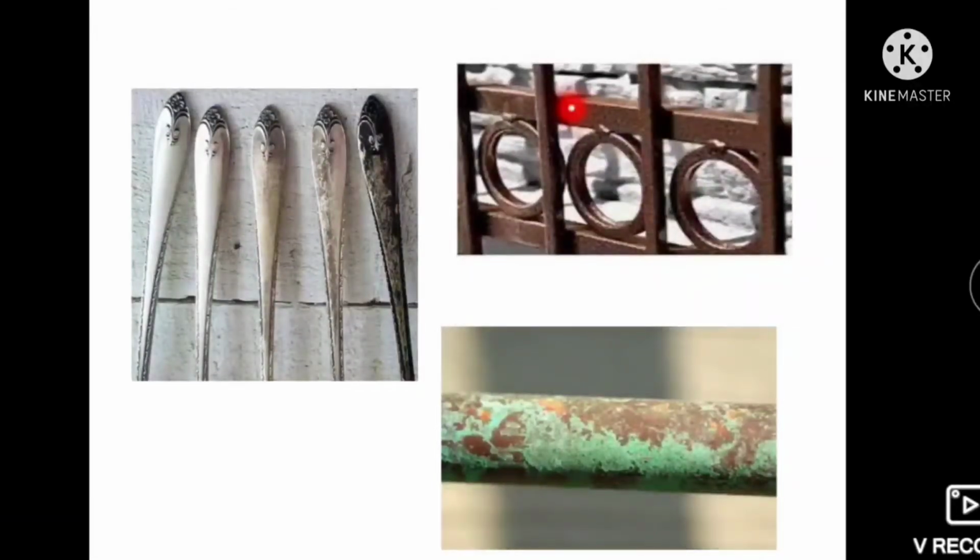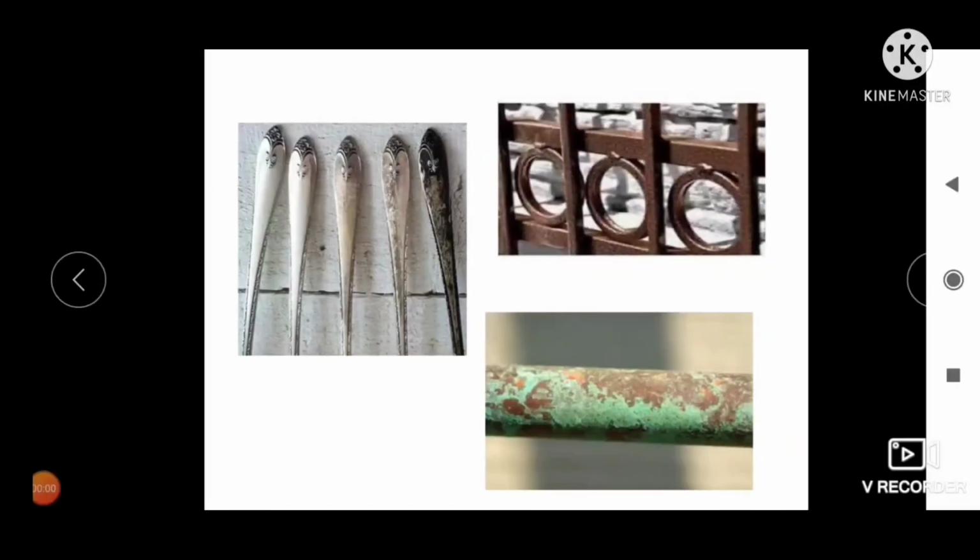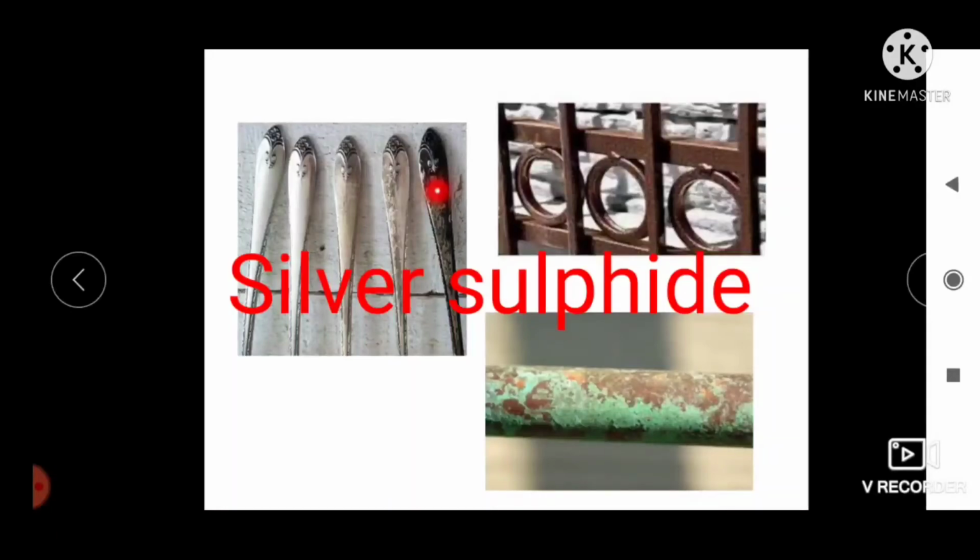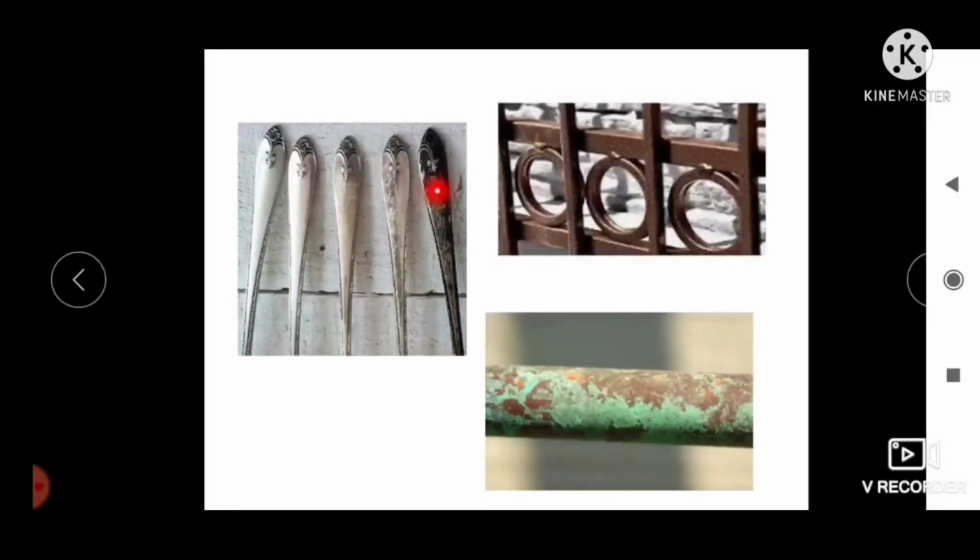Similarly, copper objects lose their luster or shine after some time. The surface of these objects acquires a green coating of basic copper carbonate. The green coating is copper carbonate, and it is formed due to the attack of oxygen, carbon dioxide and water vapor present in air on the surface of copper. The reason for the black coating on the surface of silver is the formation of silver sulfide. It is formed by the action of hydrogen sulfide H2S gas present in the air.